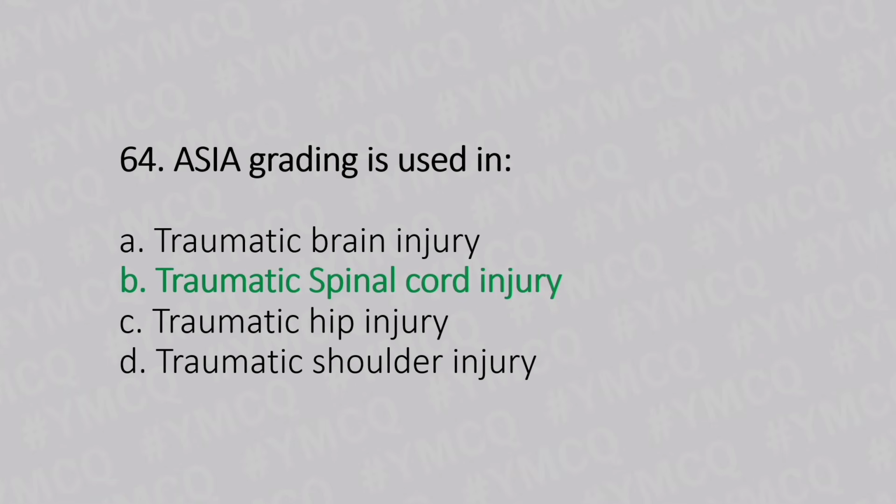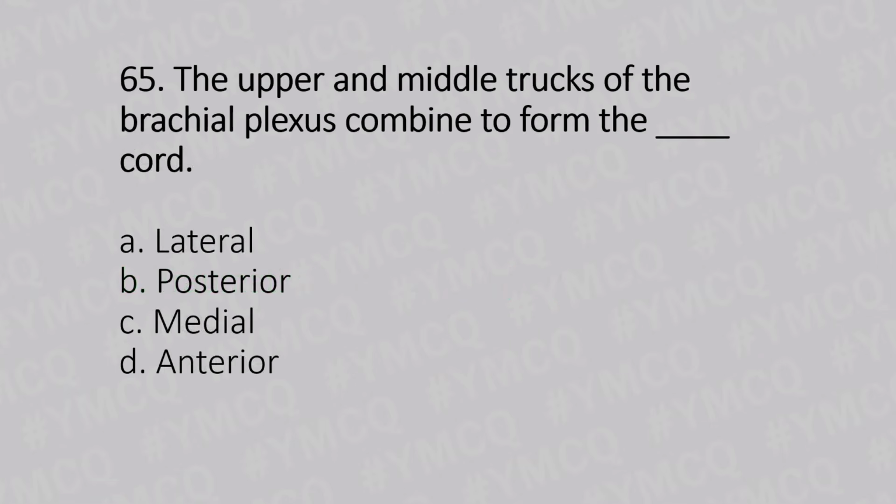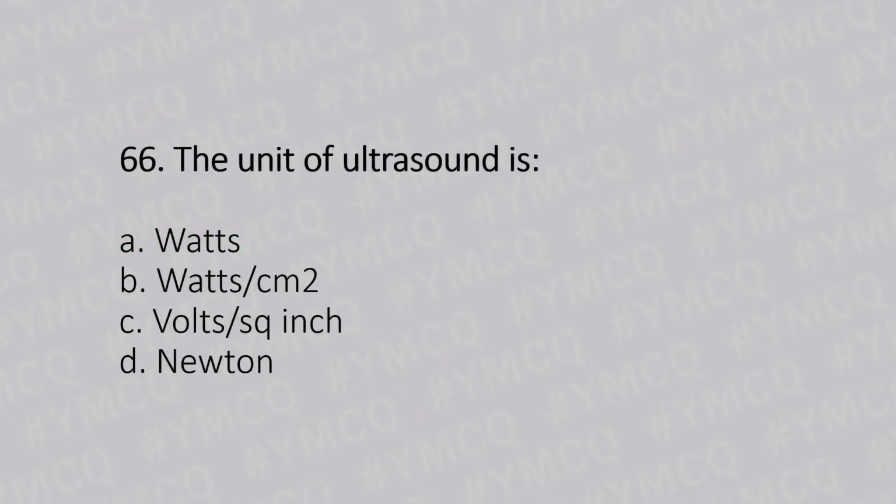Moving to our 65th question, the upper and middle trunk of the brachial plexus combine to form the dash chord. Option A, lateral, option B, posterior, option C, medial, option D, anterior, and the answer is option A, lateral.